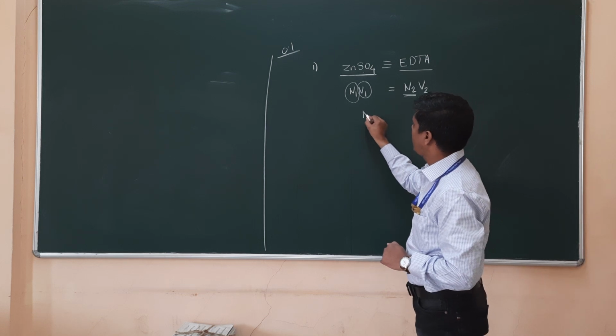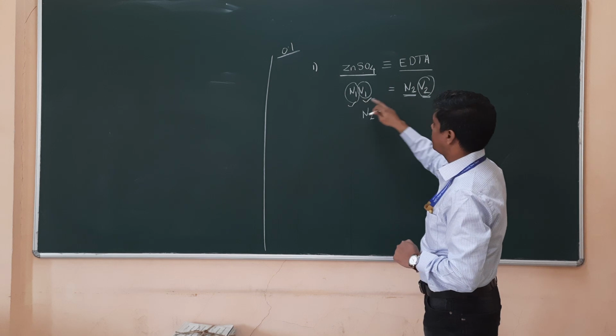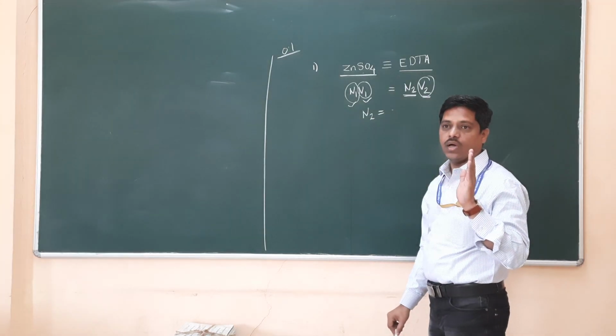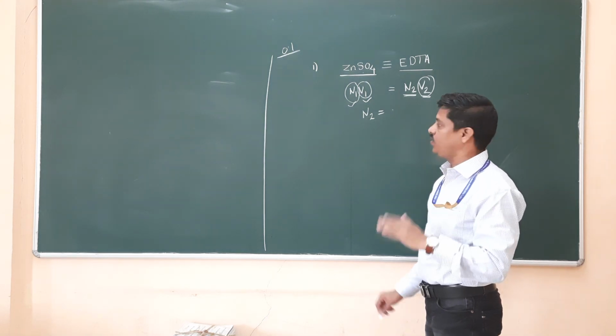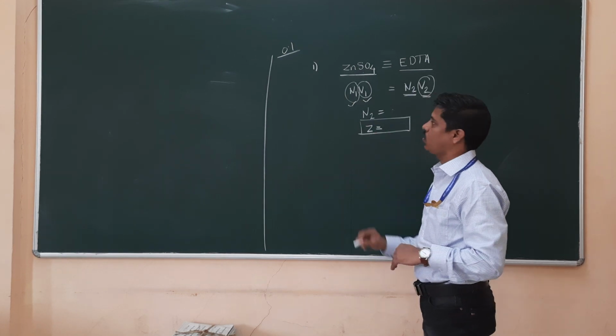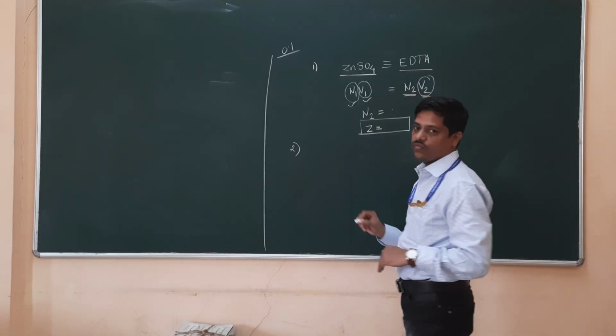So can we find the N2? Yes, because we have all the remaining three values. We have the answers of all three values, so we can find the N2. And N2 is the molarity of EDTA. So we'll give the symbol Z. Okay, N2 is nothing but Z, and we got the answer of Z. Now what is the second part? So we got the exact molarity of EDTA now.